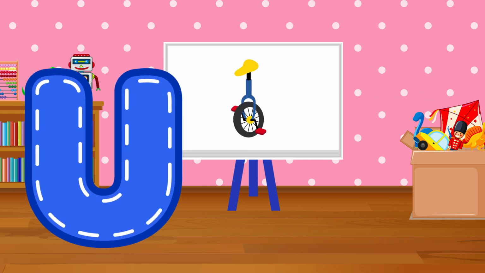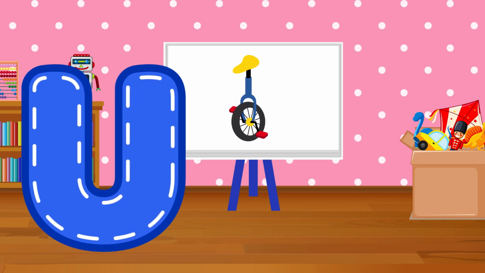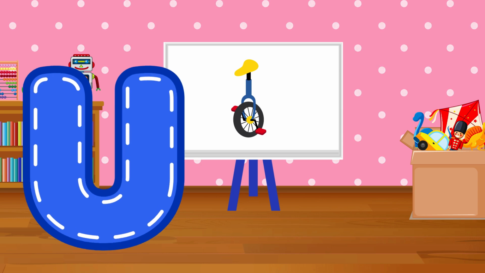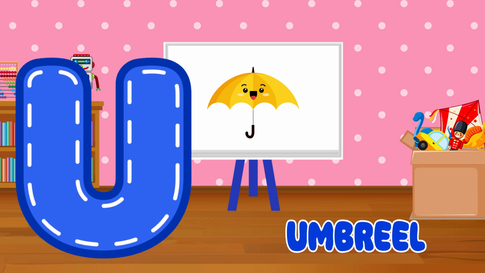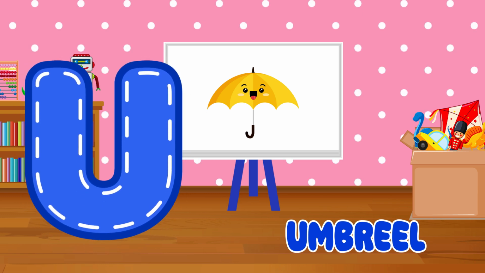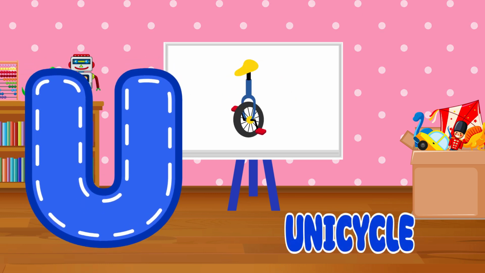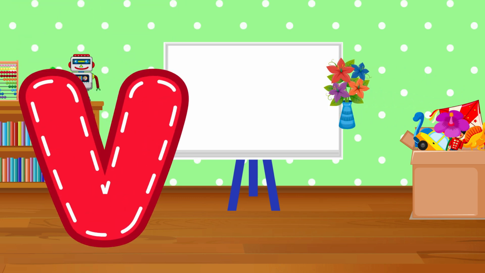U is for umbrella. Umbrella. U is for unicycle. Unicycle. U is for umbrella. U is for unicycle.